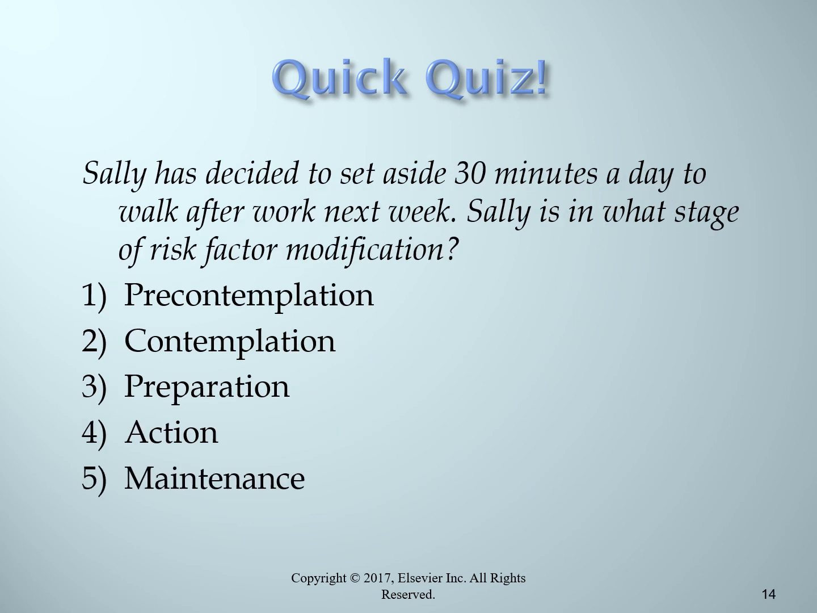Family has decided to set aside 30 minutes a day to walk after work next week. Sally is in what stage of risk factor modification? It is C, 3, preparation. Preparation is making small changes in preparation for a change in the next month.